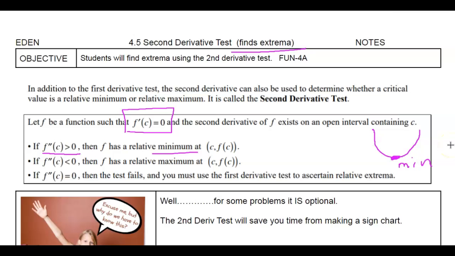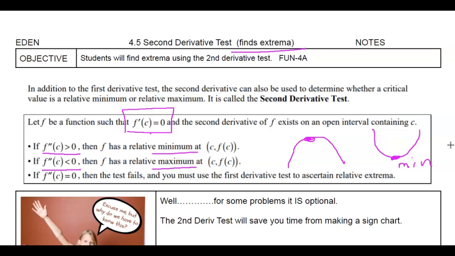On the flip side, what if we had a curve that was concave down? So let's say our critical point was right here. Well, the entire curve, especially at that critical point, is concave down. So the sign of the second derivative would be negative, and so you would have a maximum.